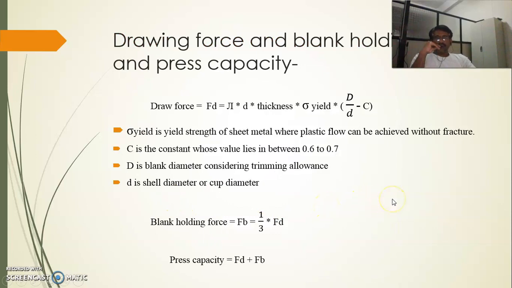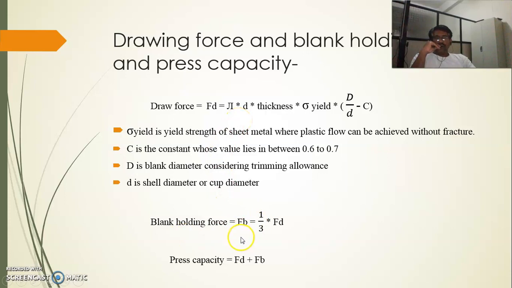The drawing force, the blank holding force and the press capacity. So this step is required after the stage wise drawing, and in that case the draw force, that is FD, will be given as pi into shell diameter, into thickness, into sigma yield, that is the yield strength of the sheet metal, into capital D, that is blank diameter, divided by shell diameter, D by D minus C. So with this formula you can calculate the draw force.